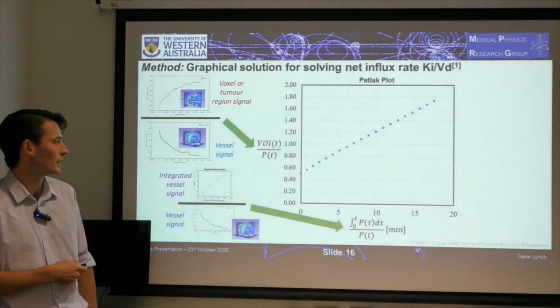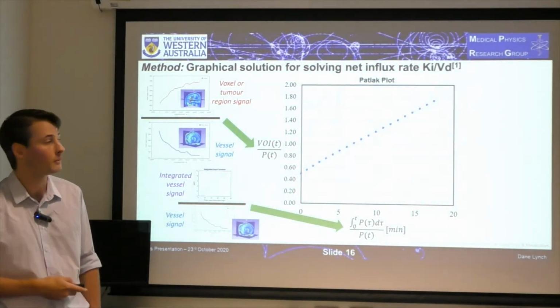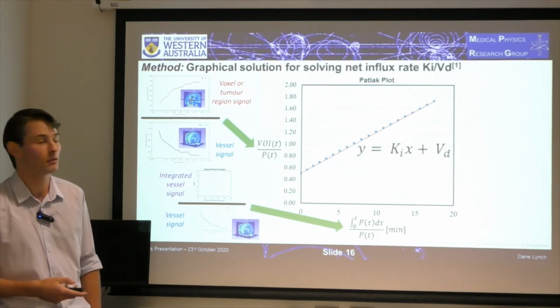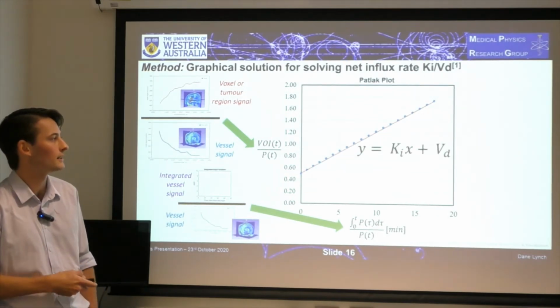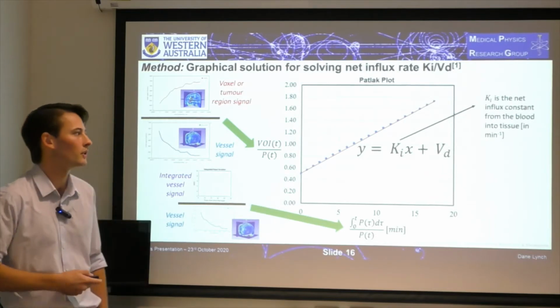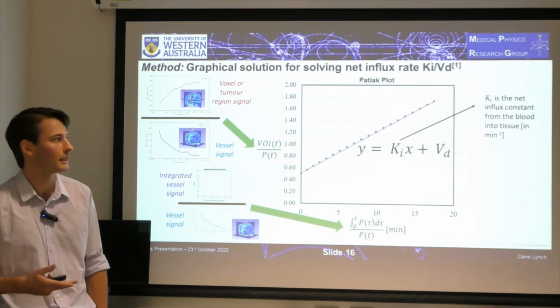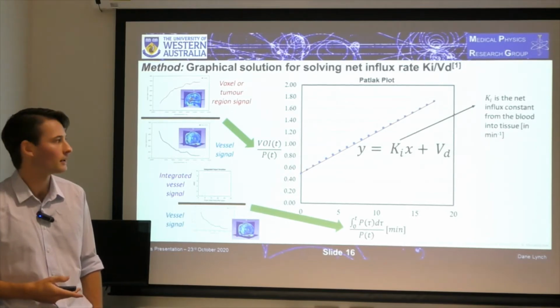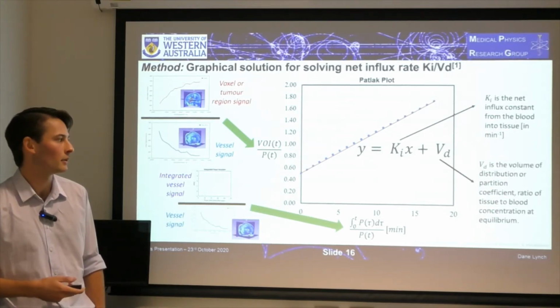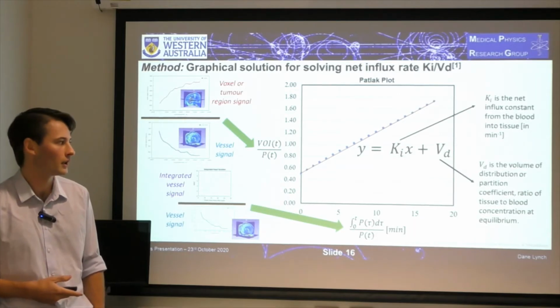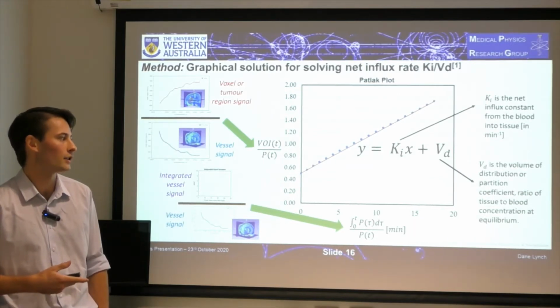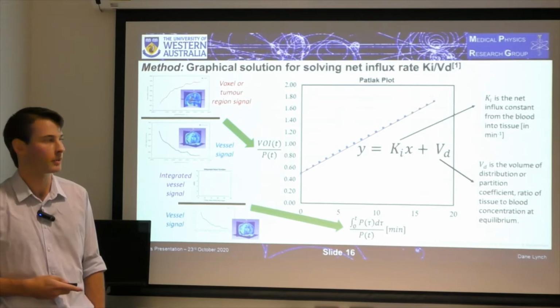Once we plot each of these ratios for each PET frame, we can then use linear regression to solve for the gradient and the intercept, where according to this solution, the gradient gives us the net influx constant from blood into tissue in units of per minute, and the intercept is the volume of distribution or partition coefficient, which can be thought of as the ratio of tissue to blood concentration at equilibrium.